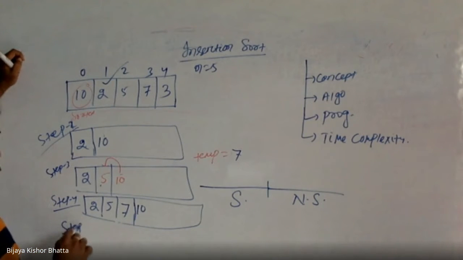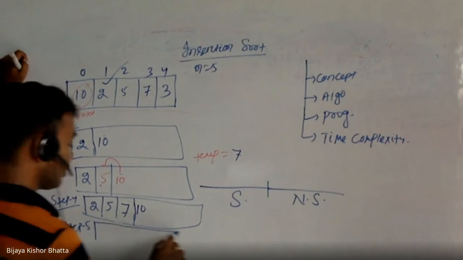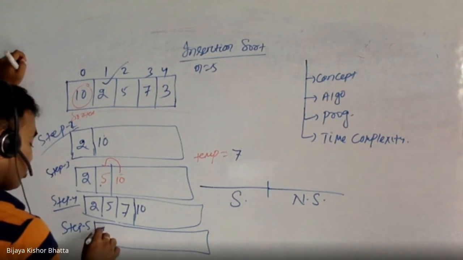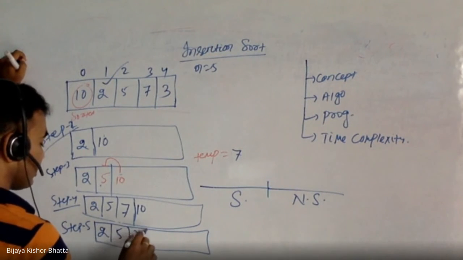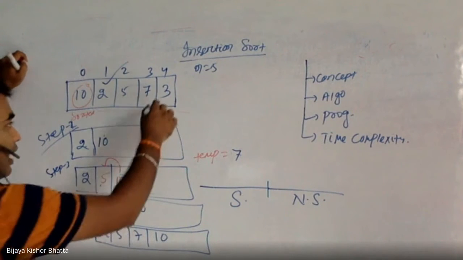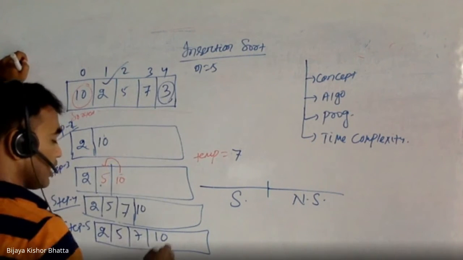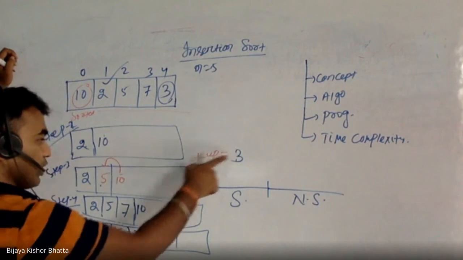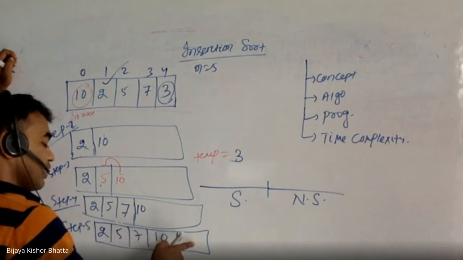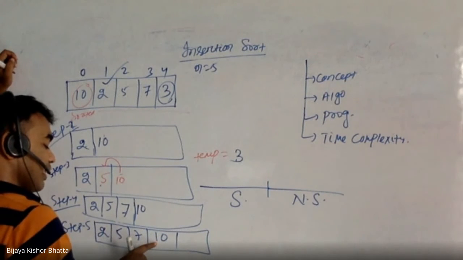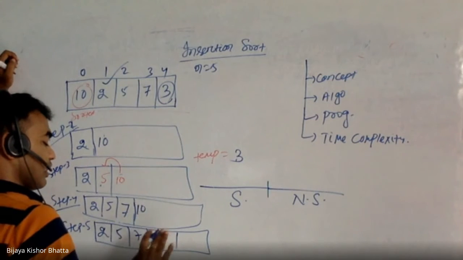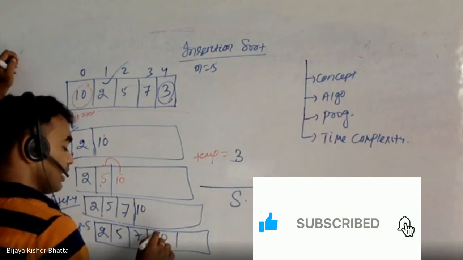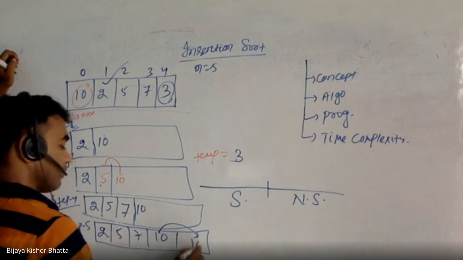In step 5, what will happen? This is one of the important steps. Try to be careful, because this is where you will understand why I'm storing this value in temp. 2, 5, 7, 10 is already in sorted form. Now 3 is coming. I'll put it into temp, and compare it with 10. 10 is not less than 3, so I'll do a shifting operation because I'm making space for 3.